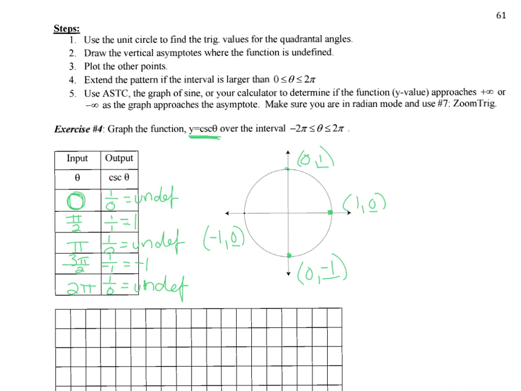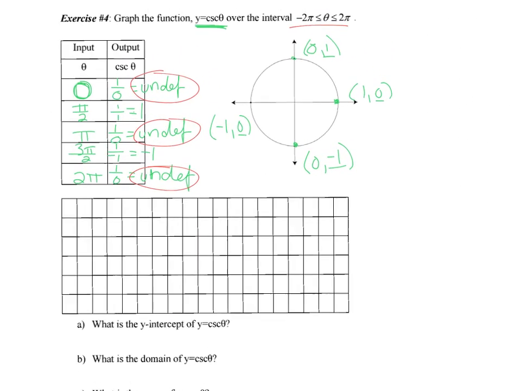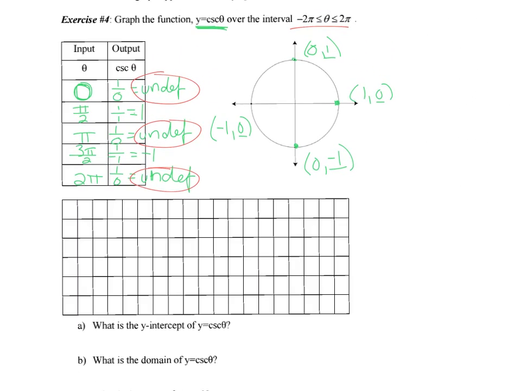So far, we've used the unit circle to find the trig values for the quadrantal angles. That's step 1. Now the next thing we're going to do is draw the vertical asymptotes. So anywhere I see undefined, I'm going to draw a dotted vertical line. We're going to plot the other points. In this case, we only have 2, and we're going to extend the pattern if the interval is larger than 0 to 2 pi. So we're going to have to go back to negative 2 pi. And then lastly, we have a couple different methods we can do to get the rest of the graph. So I'm going to try to leave both of these on here. So we'll start off with our axes.